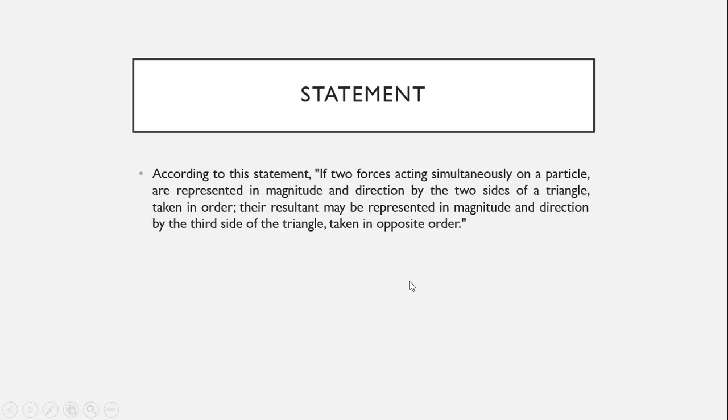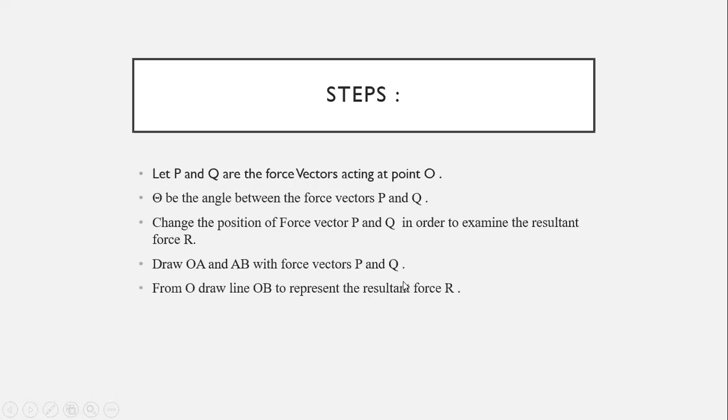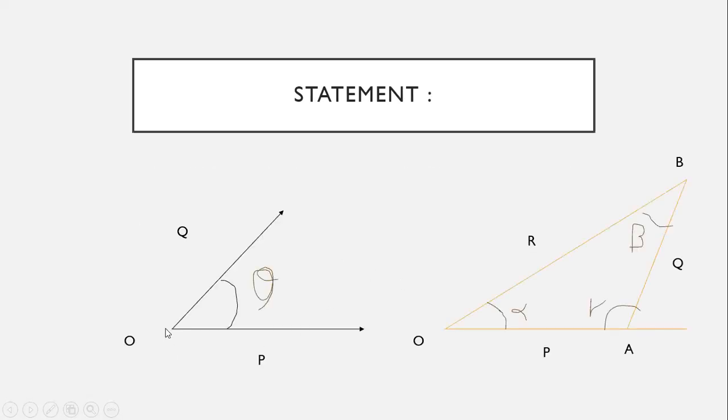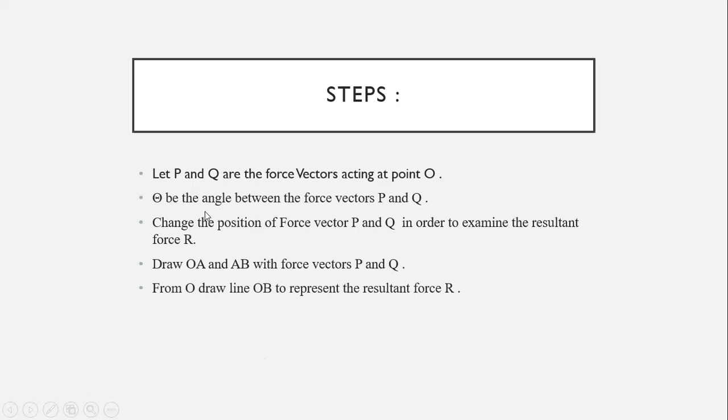So if there are two force vectors P and Q, we have to find the resultant of the two force vectors P and Q by constructing the triangle forming three sides. Now let us see the steps of construction one by one. Let P and Q be the force vectors acting at point O. From the given diagram, P and Q are the force vectors placed at a point O. Theta is the angle between the two force vectors P and Q.